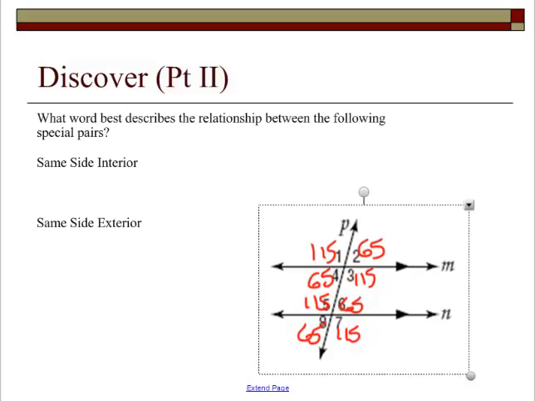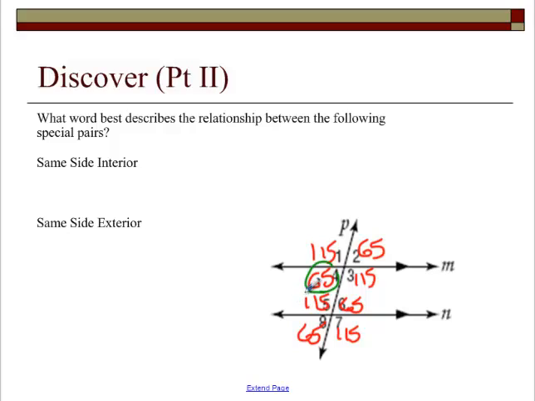Alright, so now let's take a look at same side interior angles. Let's look specifically at same side interior, like 4 and 5 for instance, these two right here. And then let's look at same side exterior angles. Let's take angle 2 and angle 7. Think about the relationship between those. What do you see? What word best describes the relationship?